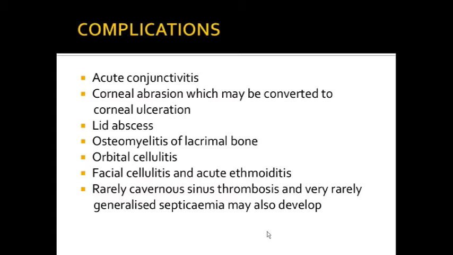If we come to the complications, we have acute conjunctivitis, we have corneal abrasion, which may convert to corneal ulceration. Then we have lid abscess, then osteomyelitis of the lacrimal bone. We have orbital cellulitis, facial cellulitis, acute thyroiditis, and rarely cavernous sinus thrombosis, and very rarely septicemia may also develop. So these are the complications of acute dacryocystitis.